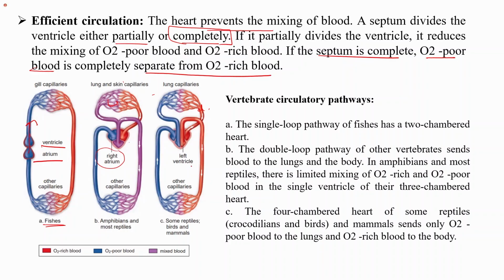But in some of the reptiles and in birds and mammals, it is a double circulation, and the deoxygenated blood comes from the right atrium to the right ventricle, and it goes through the lungs, and then the oxygenated blood comes into the left side of the heart, which is pumped all over the body through the left ventricle.